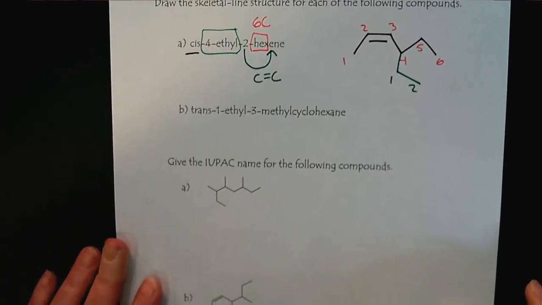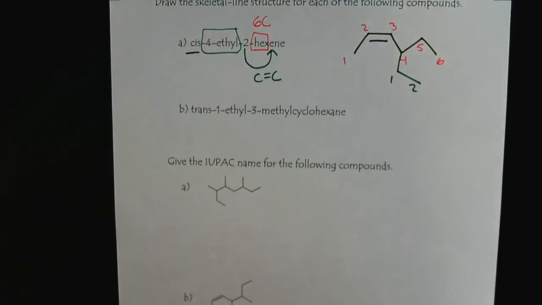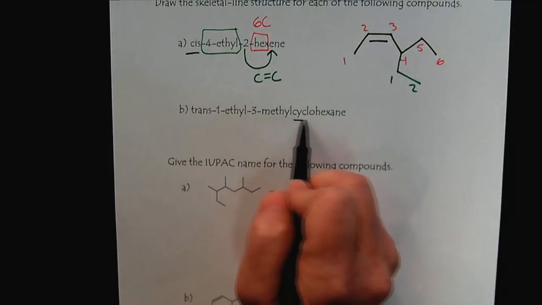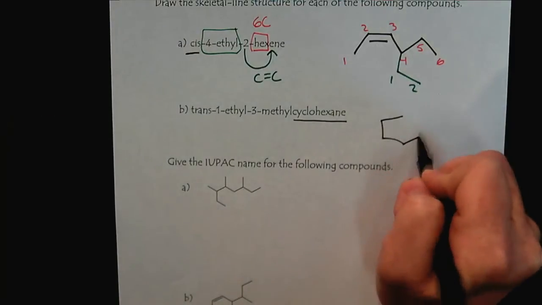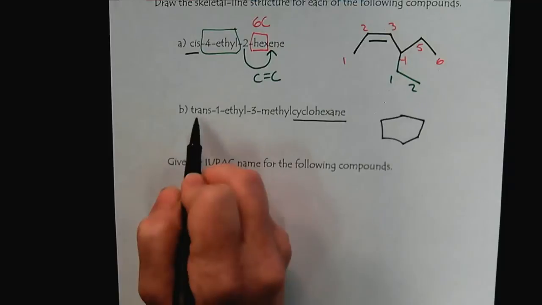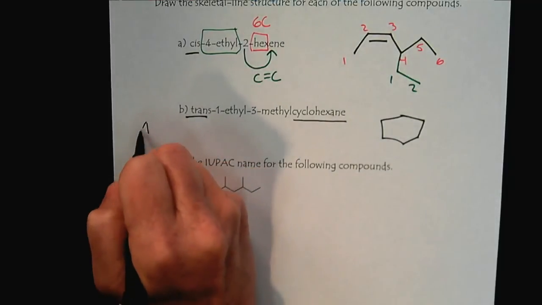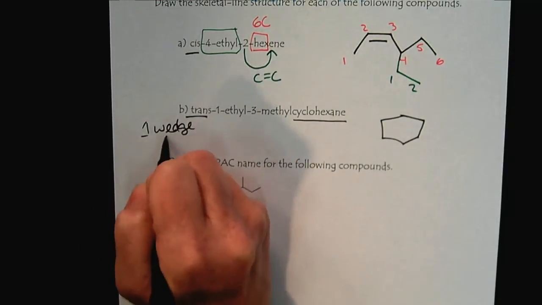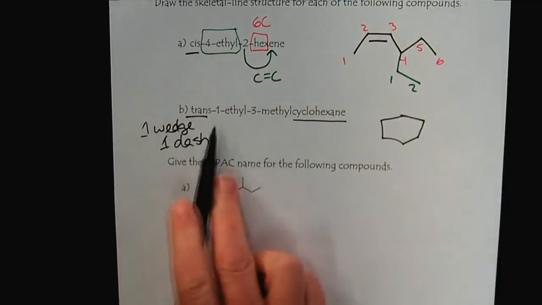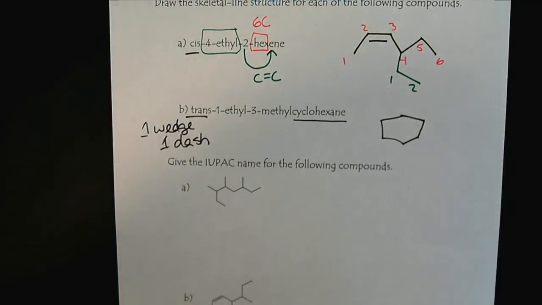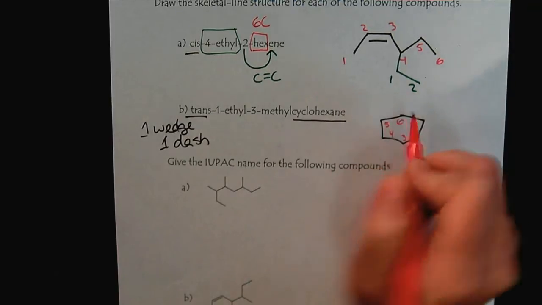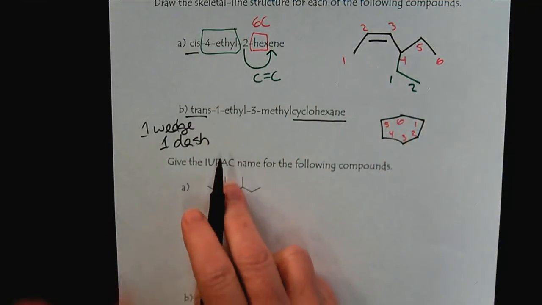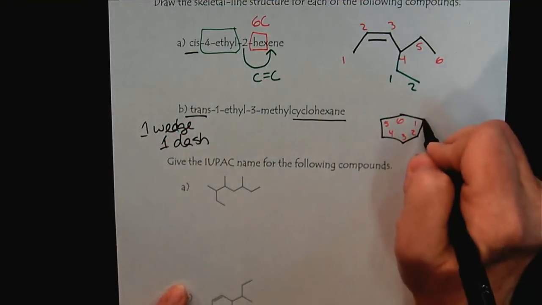Let's try one more. Here we have cyclohexane. So we'll make a 6-membered ring. And then we notice here it says trans. So we'll have 1 wedge and 1 dash to show that the substituents are above and below the ring. So we'll just randomly put 1, 2, 3, 4, 5, 6. We can put them in any order we want. Okay, 1-ethyl. So I'll make that a wedge.